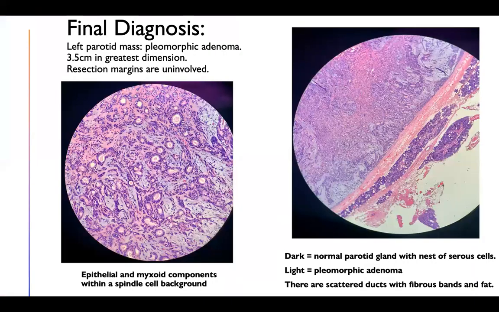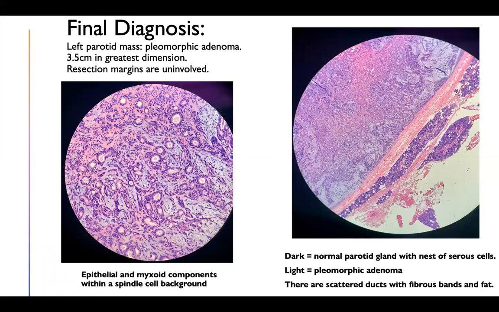But back to this, under the scope, you see epithelial and myxoid components with a spindle cell background. And if you don't have any experience in histology, that could basically just sound like a bunch of jargon. This is definitely not a skill that you pick up overnight.